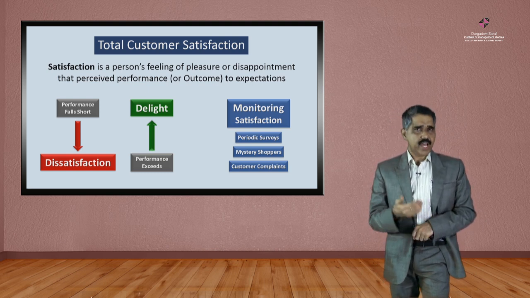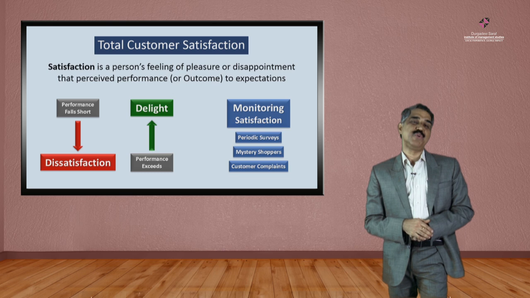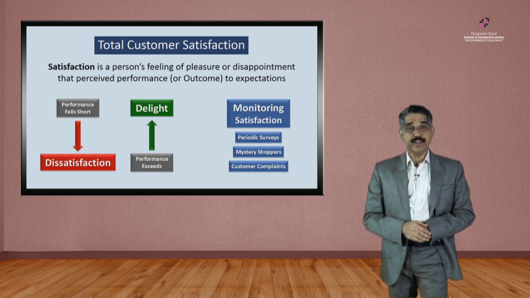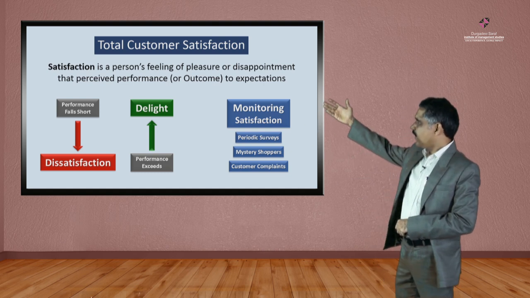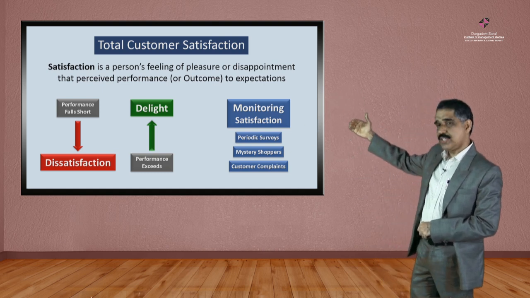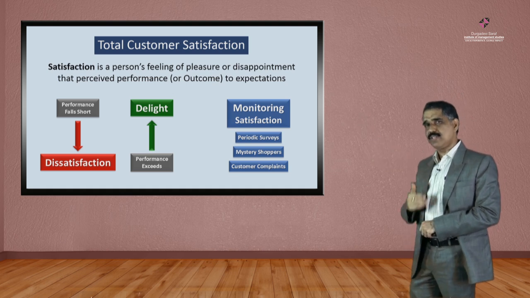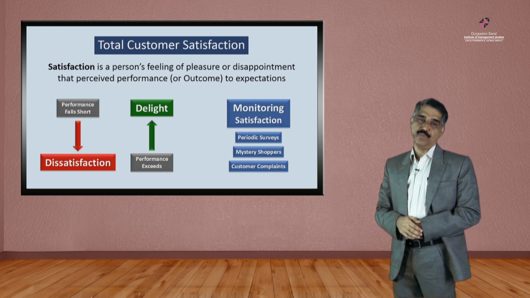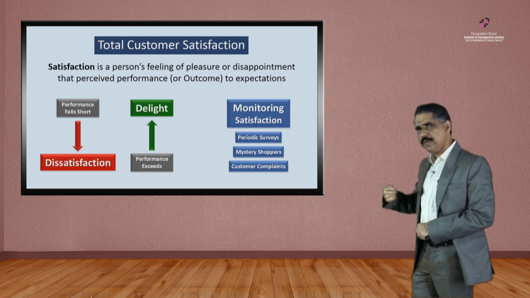It's our responsibility as a marketer to study and analyze the consumer, whether he is satisfied, dissatisfied, or delighted. How do we do that? Look here. There are three methods through which you can monitor the satisfaction of your consumers. What is the first one? Periodic survey. Do a periodic survey.